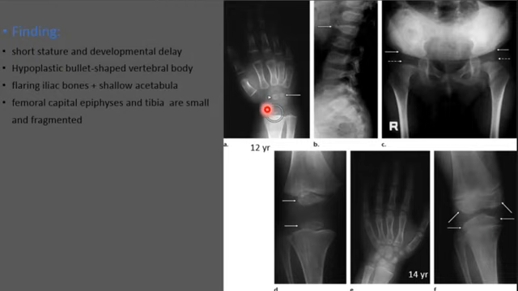This is another example of hypothyroidism. In the 12-year-old, there is only ossification or appearing of the capitate and hamate, while after treatment, at the 14th year, after 2 years of treatment, there is development and appearing of all carpal bones.